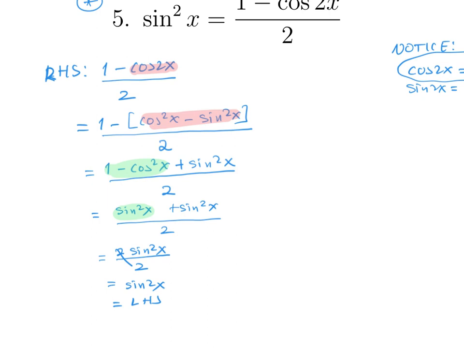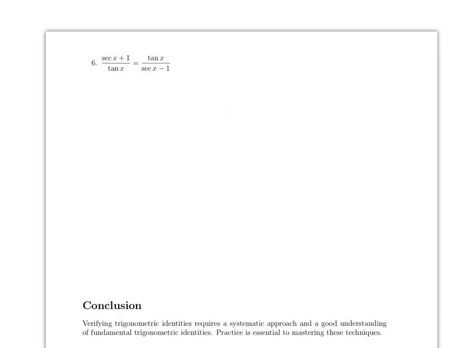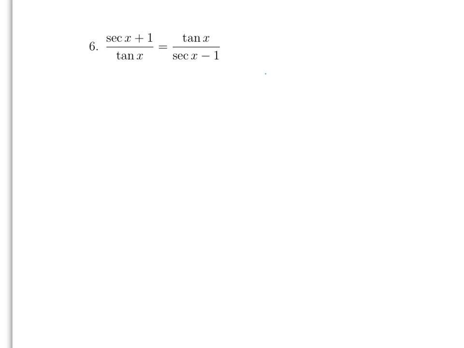All right, so we have one more, so let's try the last problem. Let's go to the last example. And here, let's start on the left-hand side. We have secant x plus 1 over tangent x is equal to the other side, okay?